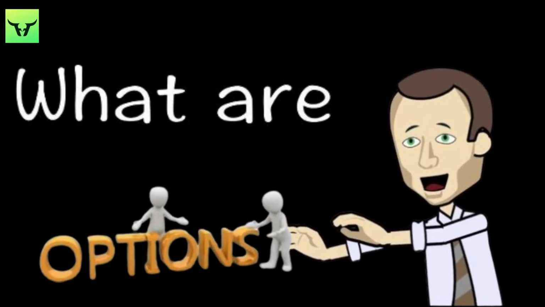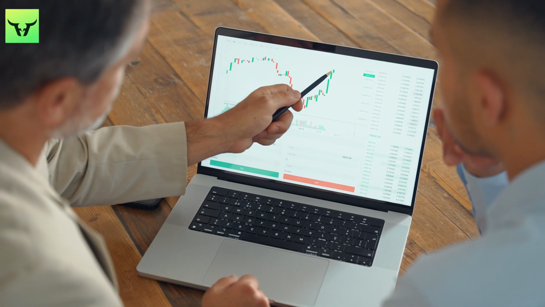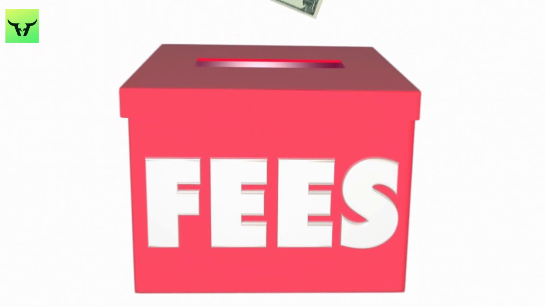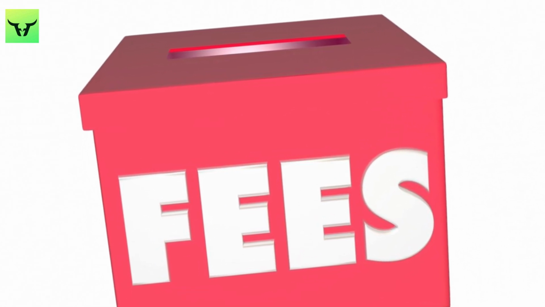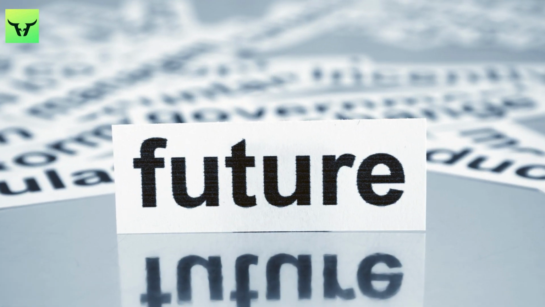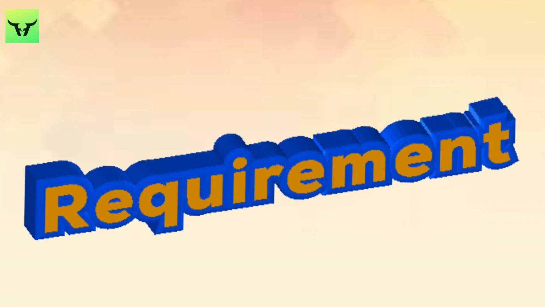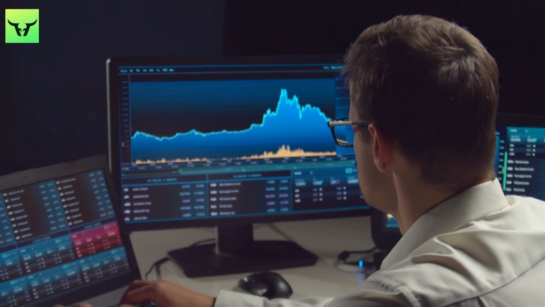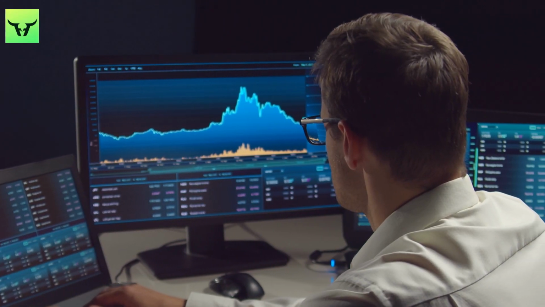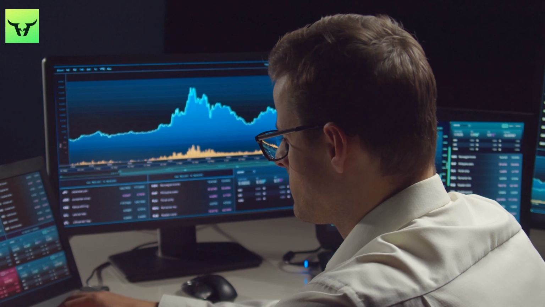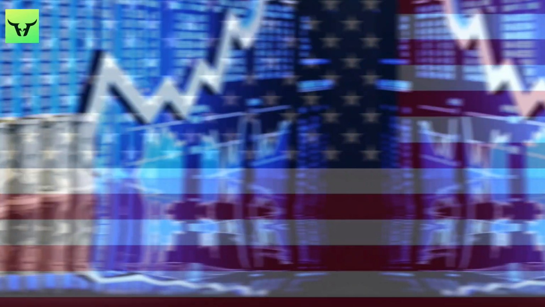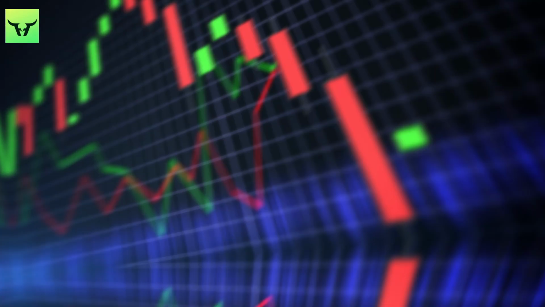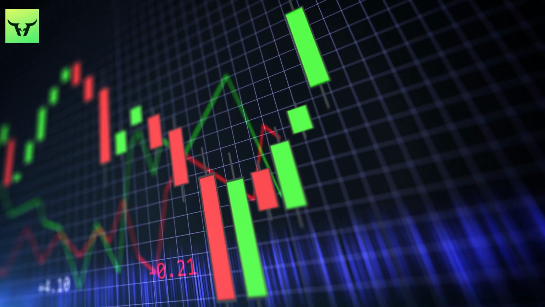What are options? Options are tradable contracts that investors use to take a position on whether an asset's price will be higher or lower at a certain date in the future, without any requirement to actually buy the asset in question. Nifty 50 options, for instance, allow traders to speculate on the future direction of this benchmark stock index that is commonly understood as the Indian stock market. Options seem a little counterintuitive. However, they're not as complicated as they appear.